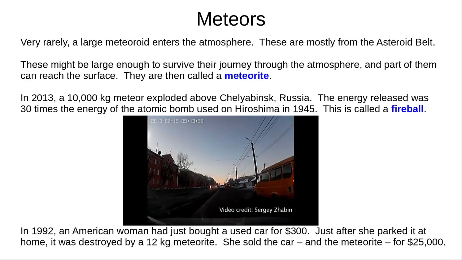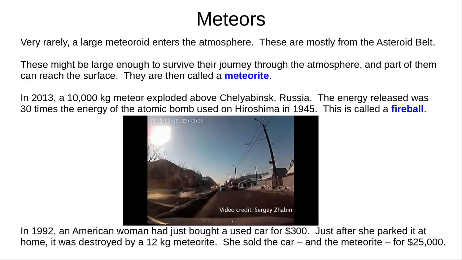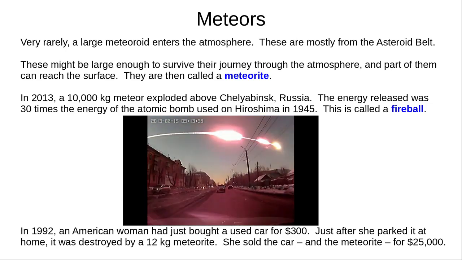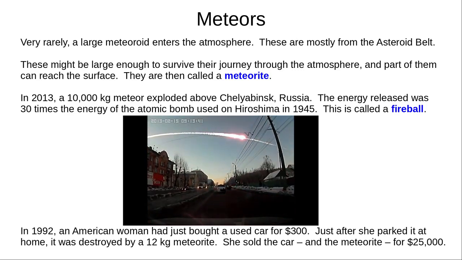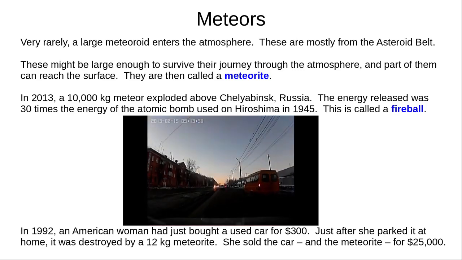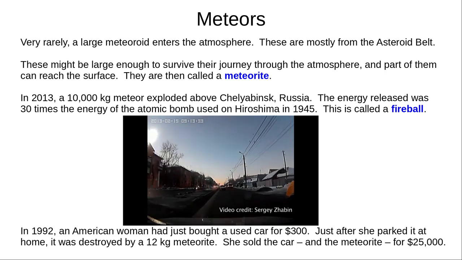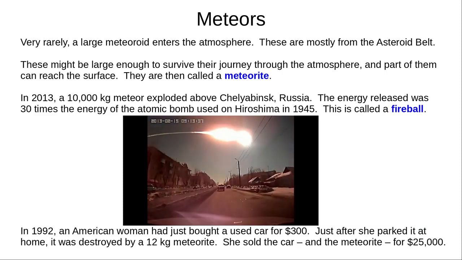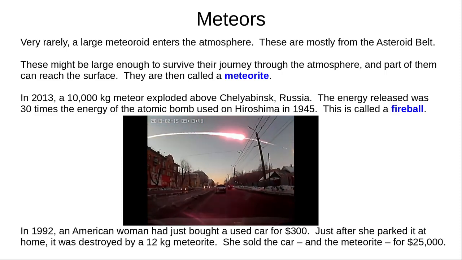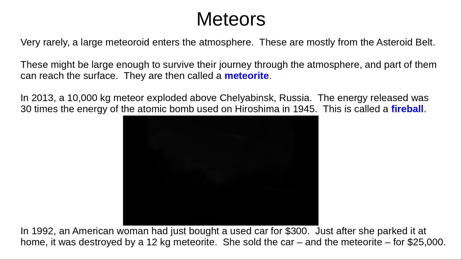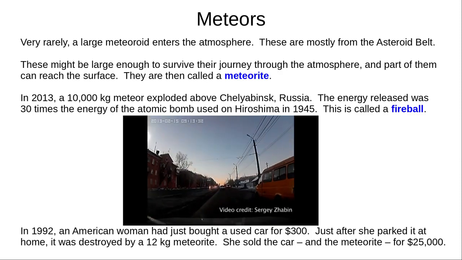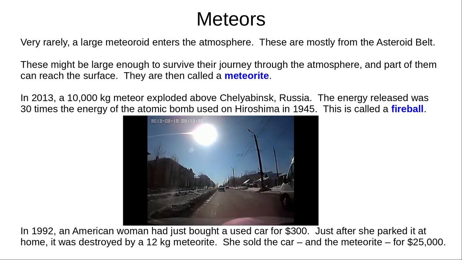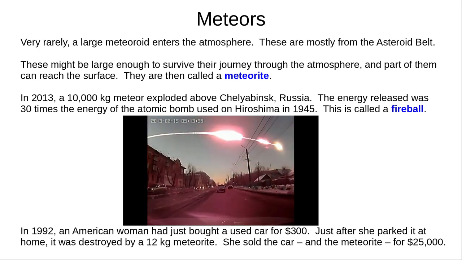Rarely, a large meteoroid enters Earth's atmosphere. These are typically rocks from the asteroid belt, or occasionally the Moon or Mars. Very large rocks can survive their trip through the atmosphere without completely burning up. The part that reaches the surface is called a meteorite. In 2013, a 10,000 kilogram meteor exploded a few kilometers above Chelyabinsk in Russia, releasing 30 times the energy of the atomic bomb used on Hiroshima in 1945. This is called a fireball.